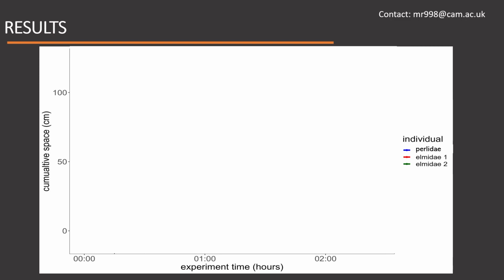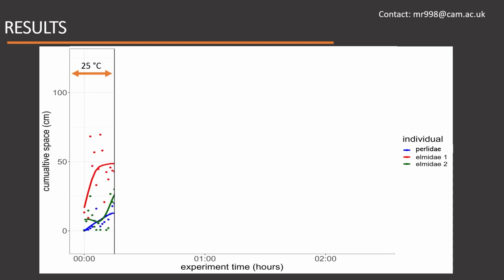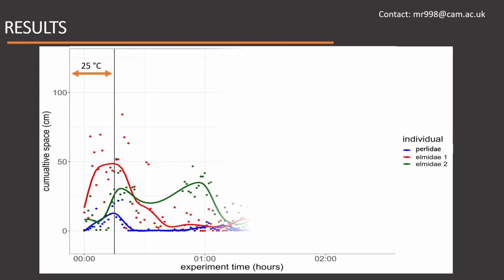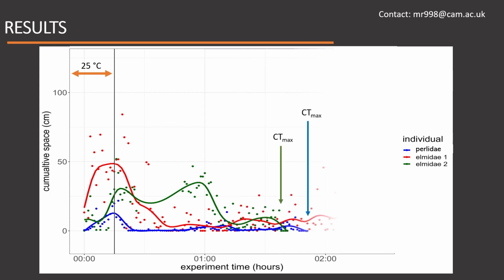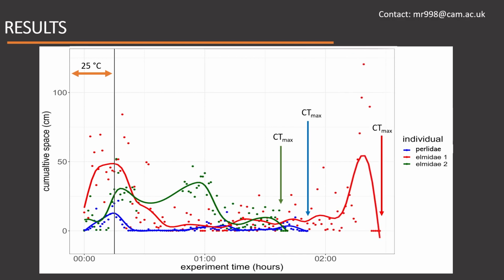On the x-axis, you have the experiment time. When we look at the pattern of movement, in the first 15 minutes, where we have the equilibrium temperature for all the 3 taxa, they immediately start moving continuously, increasingly. Then the pattern changed. It's very different for all the taxa, and they keep moving during the experiment until they reach their respective critical thermal maximum. So we have the first Elmidae here, the Perlidae, and the last Elmidae at the end.